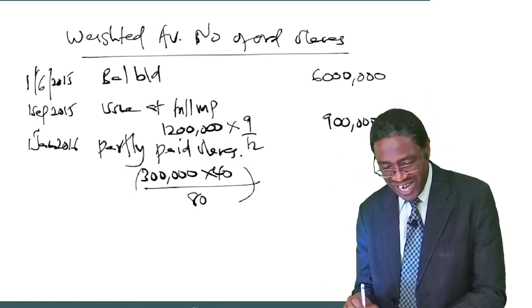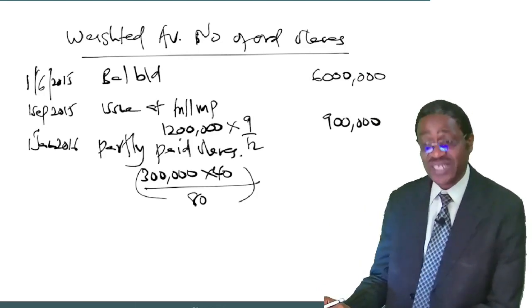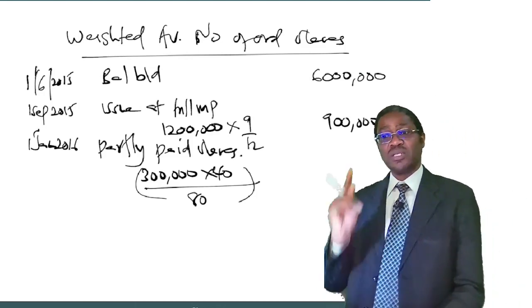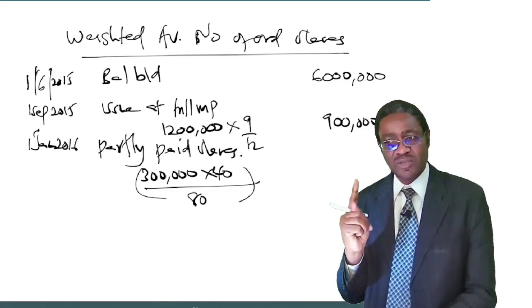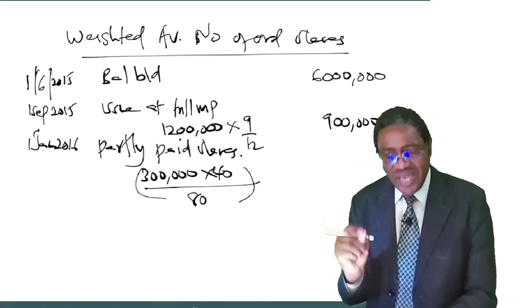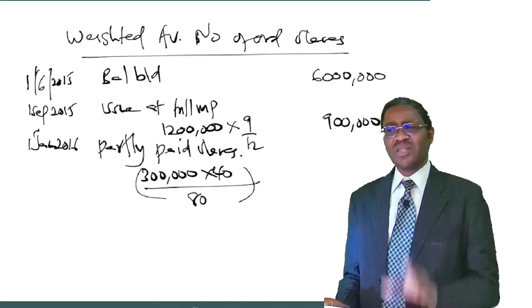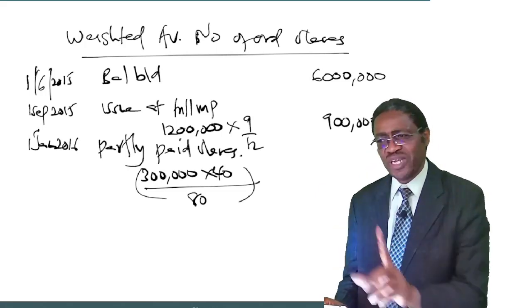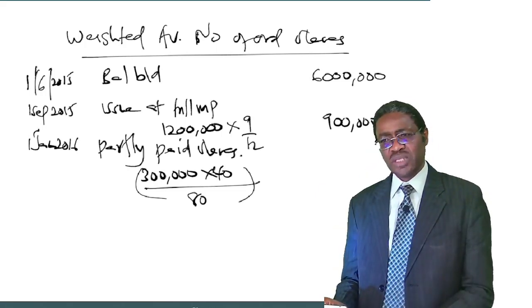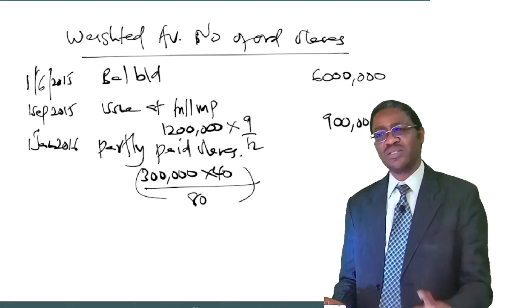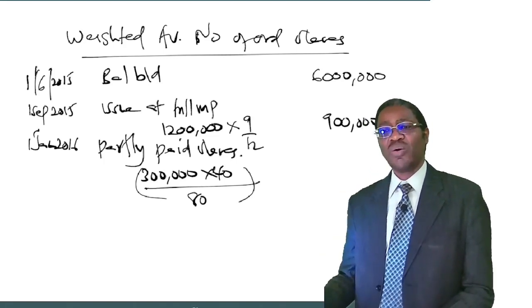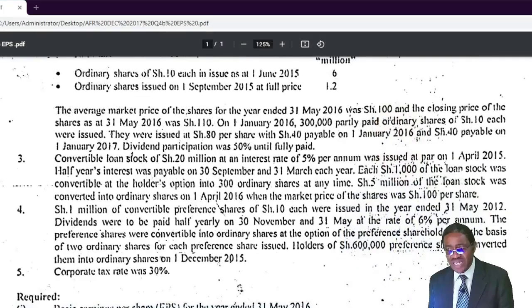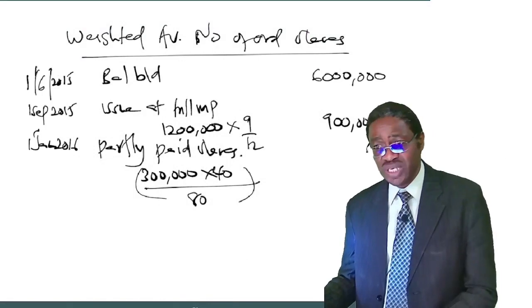But don't forget again, we said, these shares which we issued on 1st January, the money that they paid us, which is 12 million, that amount again did not finance us for the full year. The money came in January 2016. When is our year ending? Our year is ending on 31st May 2016.